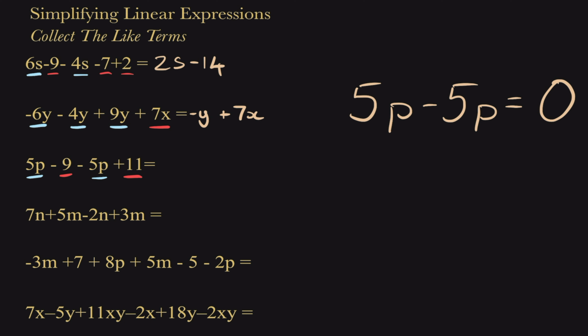So then we're just going to combine the coefficients in red. So we've got minus 9 plus 11. When we combine them, they total up to 2. And that's our final answer.